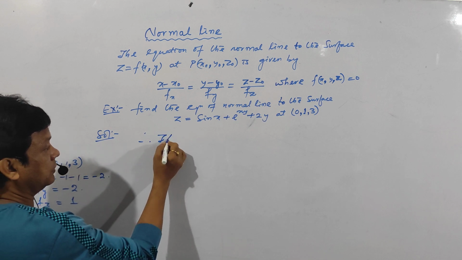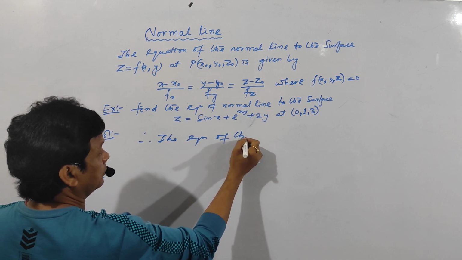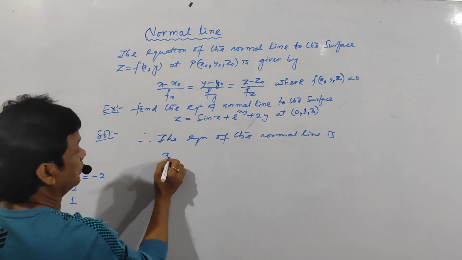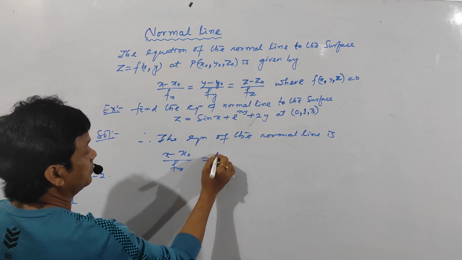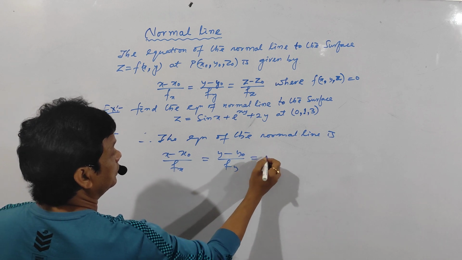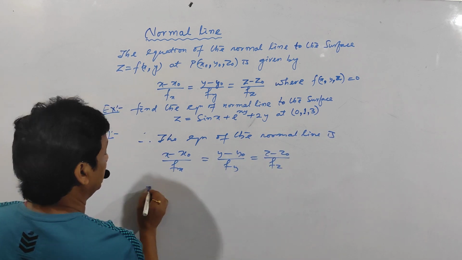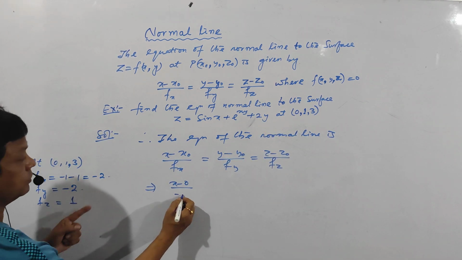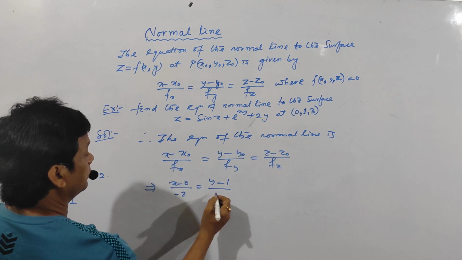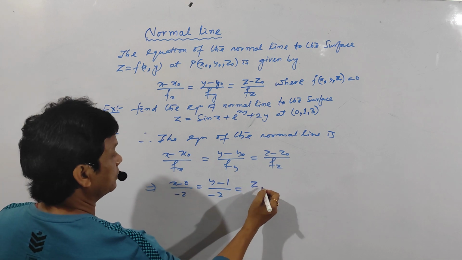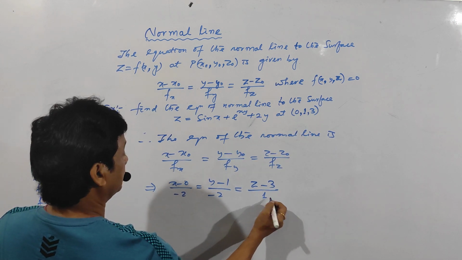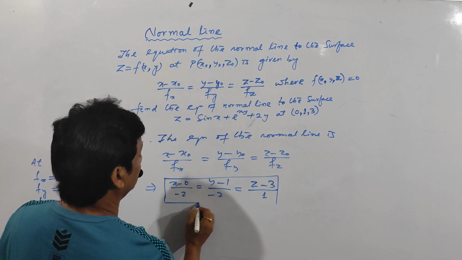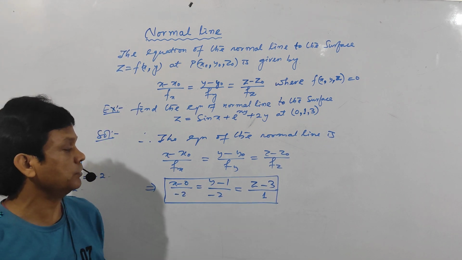Therefore, the equation of the normal line is, write the formula, (x minus x0) by fx is equal to (y minus y0) by fy is equal to (z minus z0) by fz. It implies x minus x0, what is x0? 0. X minus 0 by fx, which is minus 2, equals y minus y0, which is 1, by minus 2, is equal to z minus z0. Here z0 is 3, divided by 1. Clear? So this is the equation of the normal line. Or you can multiply by minus 1 in the denominator, it will become 2, 2, minus 1 also, you can write it.